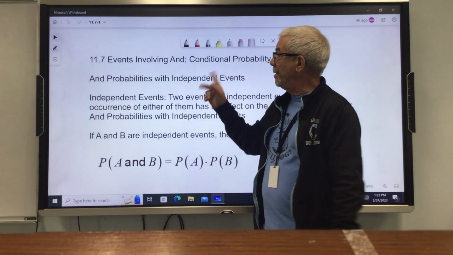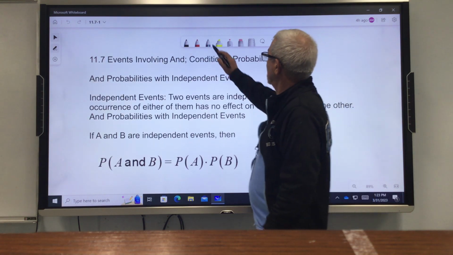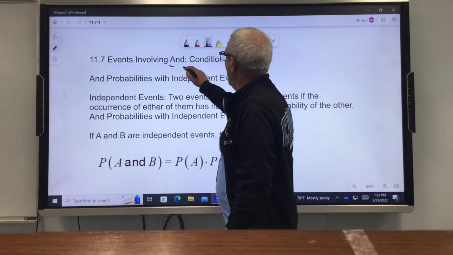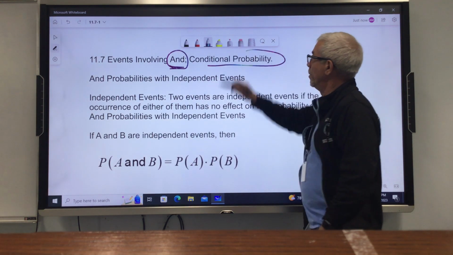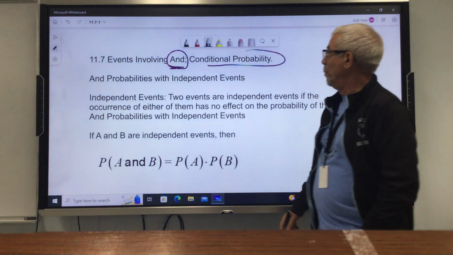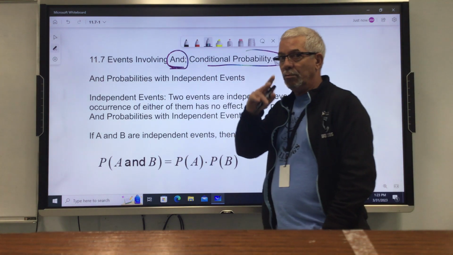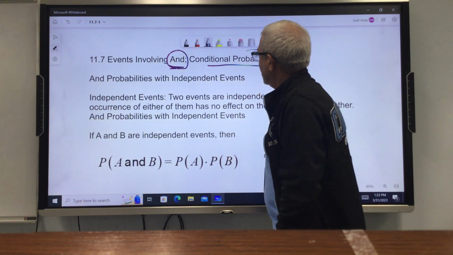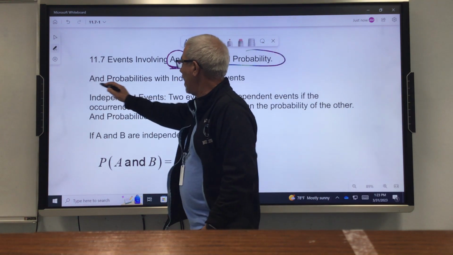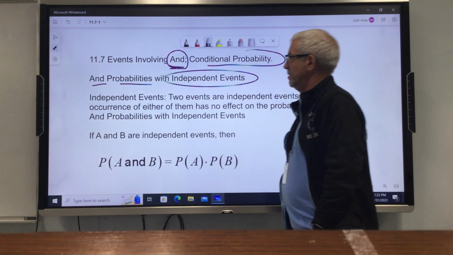Last topic, 11.7. That is an "and" event, and the second part is the conditional probability. We have two different formulas. I give you both of them and an example of each. All right. Then the first is an "and" probability with independent events.